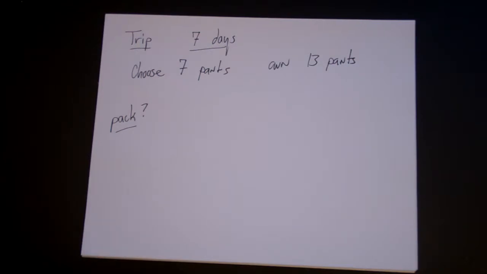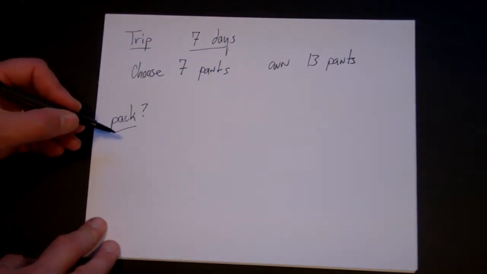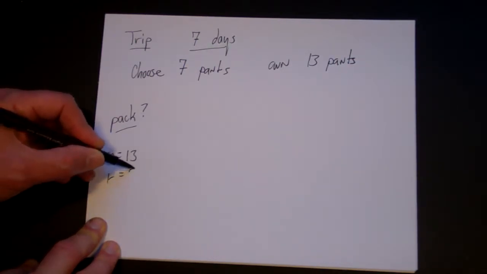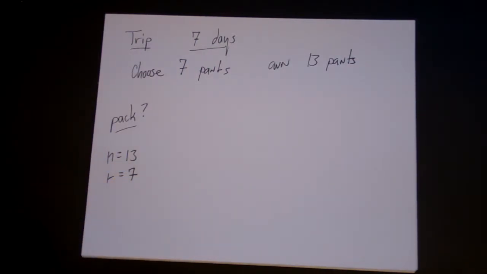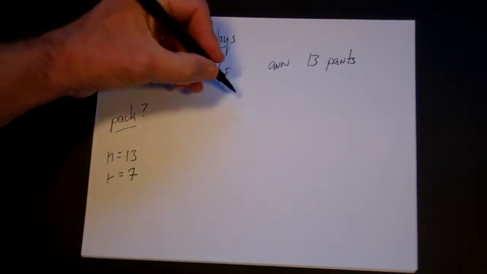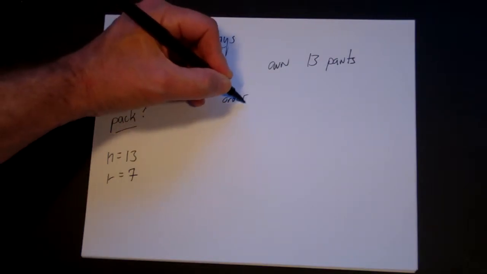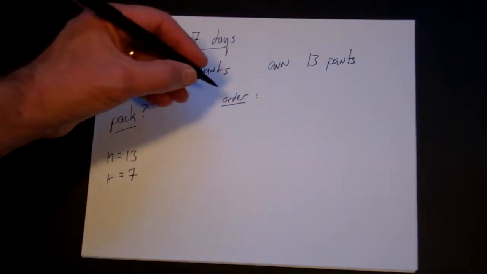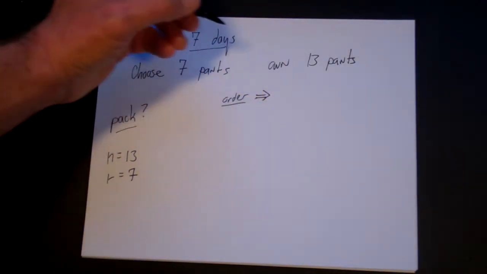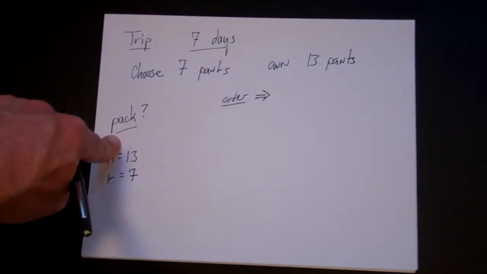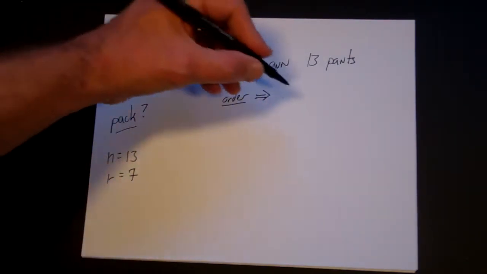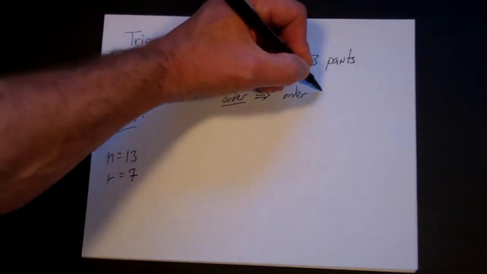First, if you notice, this is also a choose problem. Here, N is 13, R is 7. The question is, does order matter? And here, this problem is not so clear. If you're worried about what order you would wear them, what day you would wear what pair of pants, then order would matter. But here we're not. We're just worrying about packing. If you're deciding what pairs to pack, it doesn't matter what order you put them in the suitcase, so we're going to say that order doesn't matter.